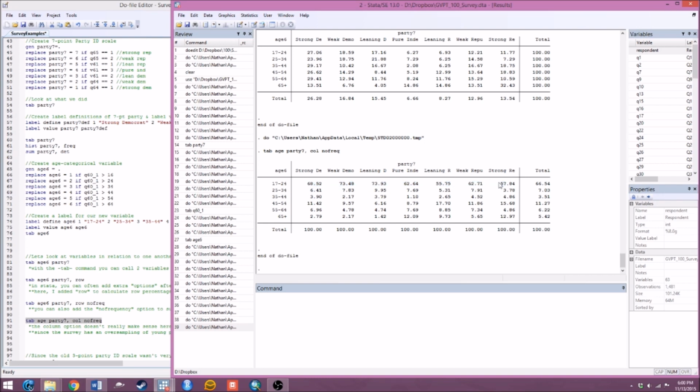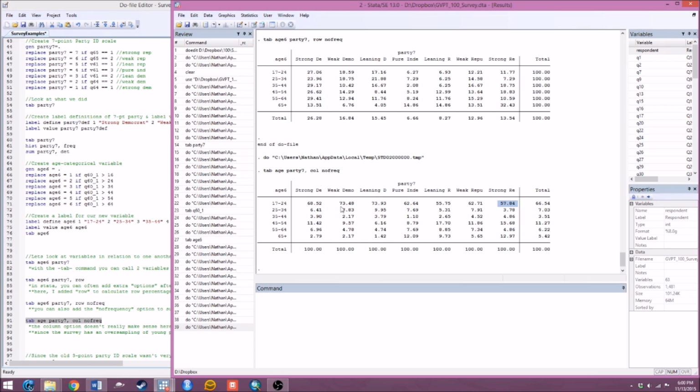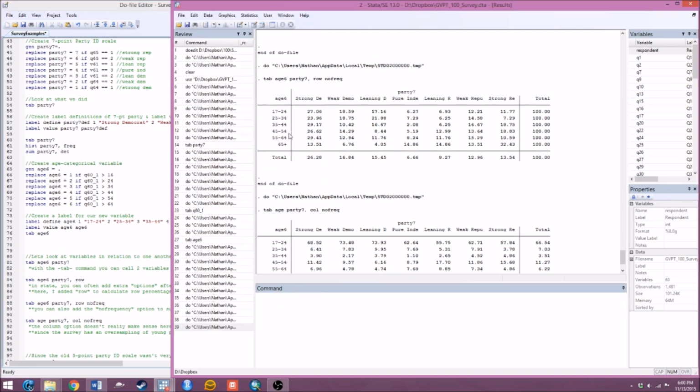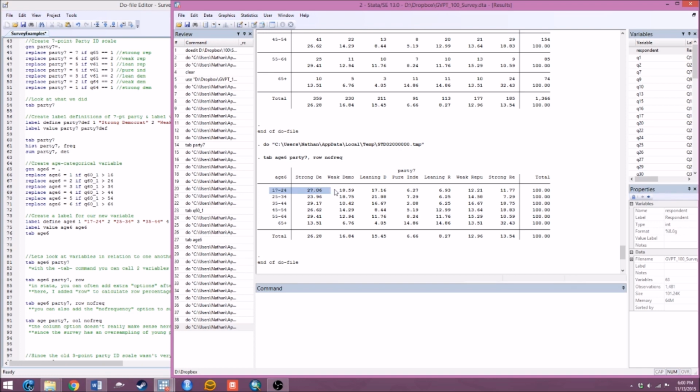Do we actually think in the real world that of all people who identify as strong Republicans, 57% are in this 17 to 24 category? No, probably not, right? So doing a column percent this way, based on the way that we ordered this, is not really useful. That's why I wanted to calculate the percent across, because it's a little more useful in comparison.